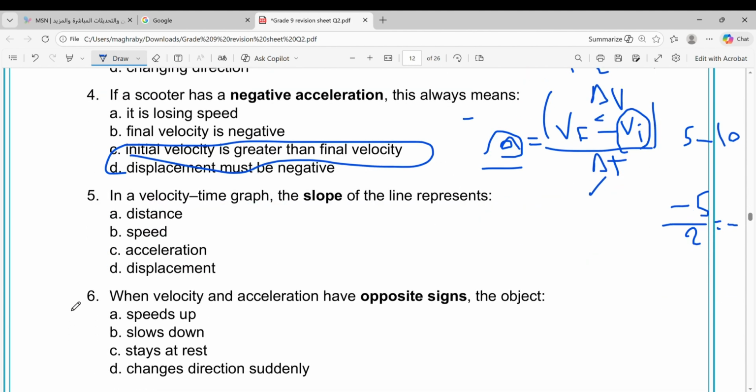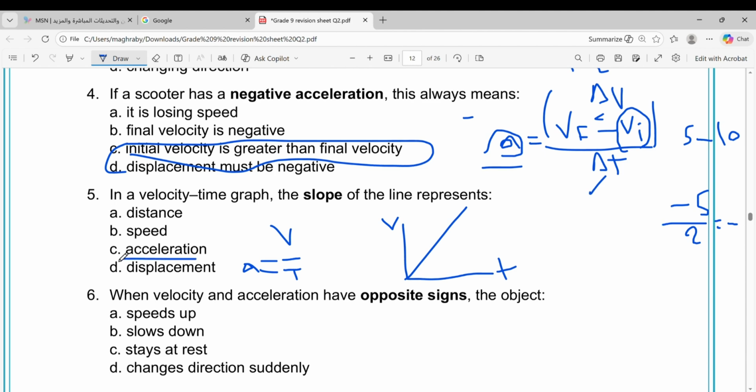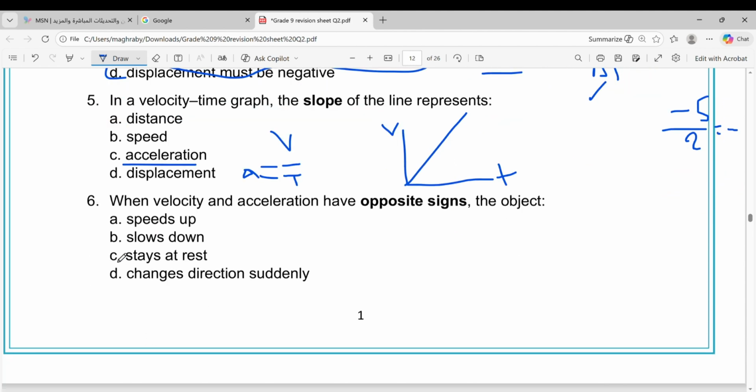Next one. In the velocity time graph, the slope of the line represents the distance, the speed, the acceleration, or the displacement. Okay, right, or just graph. This is velocity time, and he is asking about the slope. So the slope, delta v over t, equals a. So this slope represents the acceleration. Next one. When velocity and acceleration have opposite signs, positive times negative equals negative, so the car is slowing down.